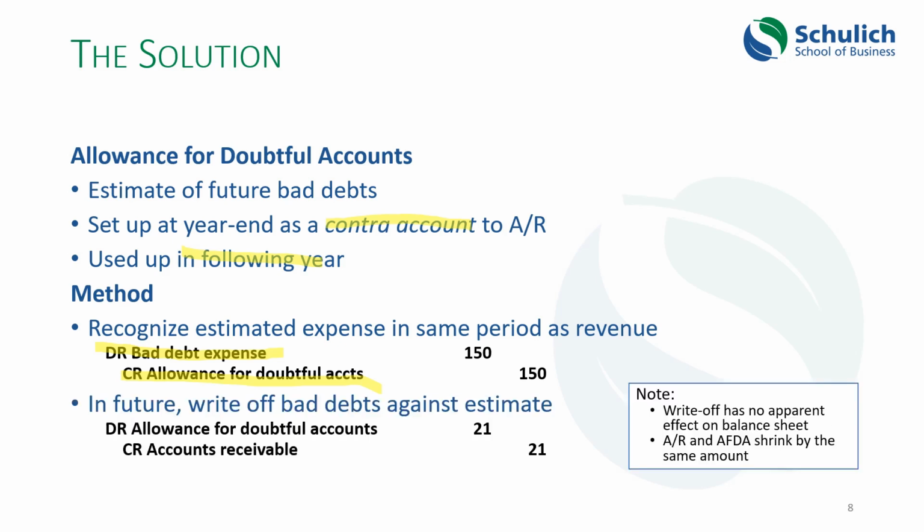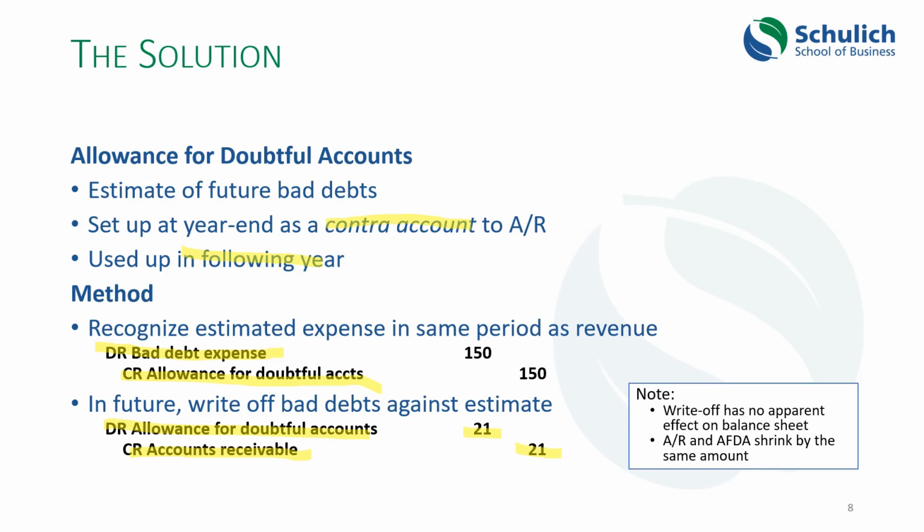Once this is done, then in the subsequent fiscal year, you're going to run into situations where you have to write off the bad debts, and you write it off against the estimate. So what happens then is that you're going to eliminate the amount from accounts receivable, in this case it's $21, and you're going to debit the allowance for doubtful accounts. You can see that both of these accounts are the two accounts that go into the disclosed value of the net realizable value of accounts receivable.